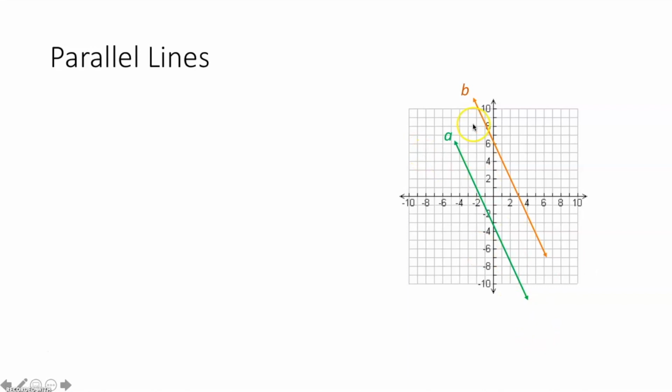Now let's talk about parallel lines for a second. So here we have two parallel lines. What do you know about the slopes of two parallel lines? Let's calculate the slopes of these two lines. So we pick any 2 points on our first line, A, to find the slope of A. So 2 points on A.